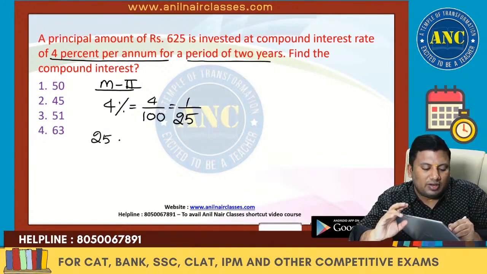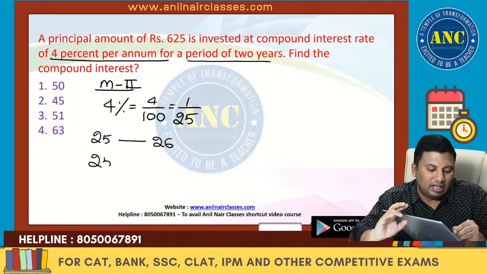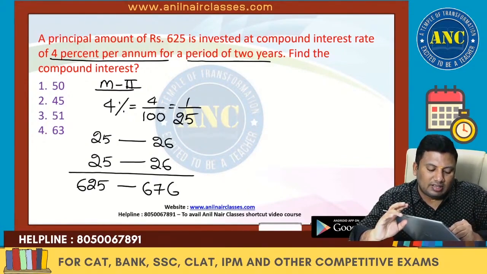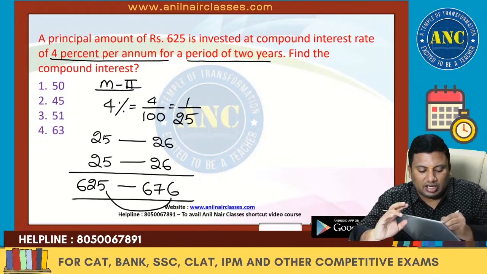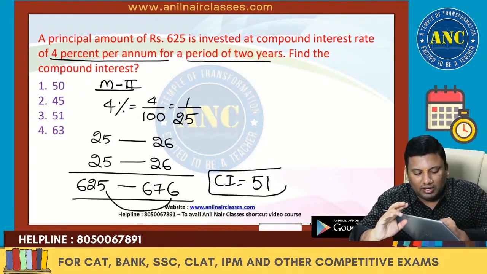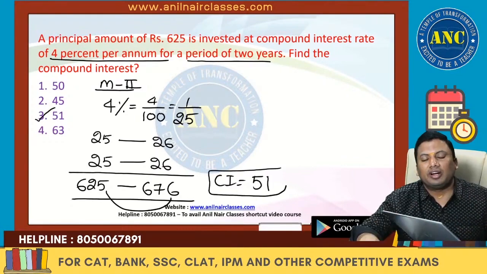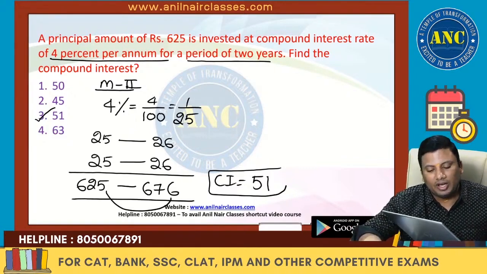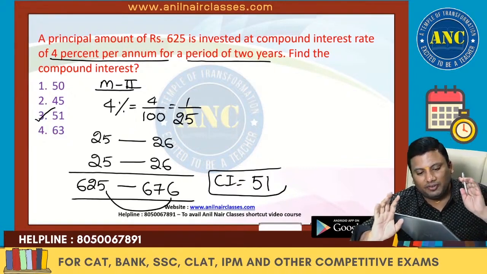First year it is 25, at the end of the year 26. Second year 25, at the end of the year 26. 2 years, right? So this is 625. 26 square is 676. What is the extra compound interest I am giving? Compound interest extra I am giving is nothing but 51. Answer for this question is nothing but 51. Idea clear?